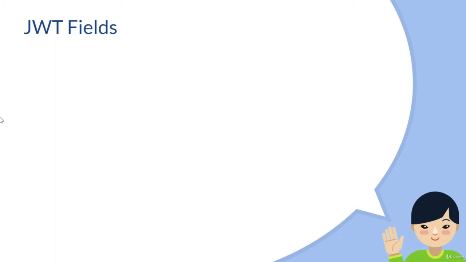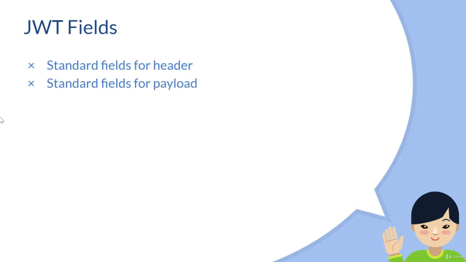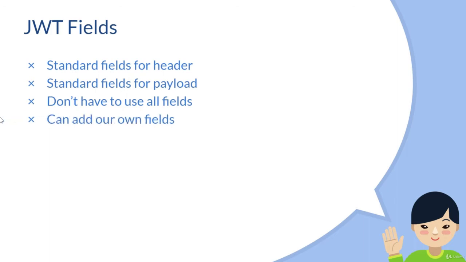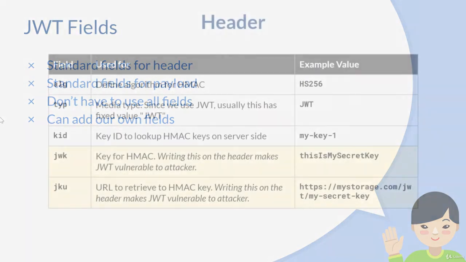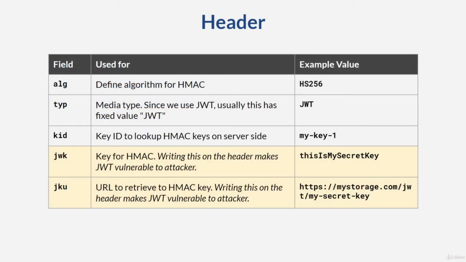Being widely used, JWT also provides standard fields for the first part, the header, and also the second part, the payload. Being standard does not mean we have to use all of them. Some fields are optional, and we can also add our own fields, usually in the payload part. These are the standard fields for the header. Notice the note on the yellow rows, where using those fields will make JWT vulnerable. We will discuss it later.